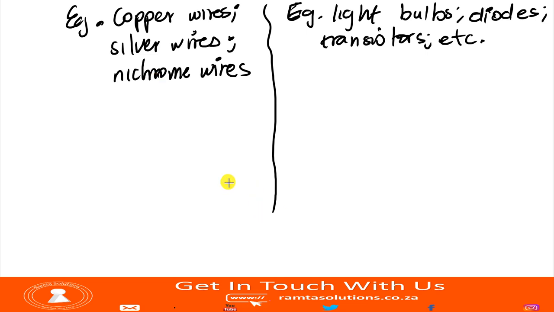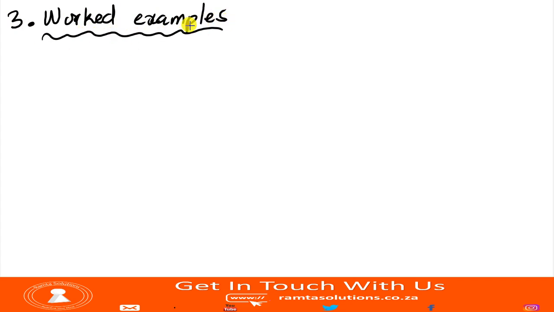Now let's get to some worked examples. This is the third part of our video. So we're looking at worked examples. I think I should give you only one because really the calculation of R equals V over I is what we know. So let's look at this.